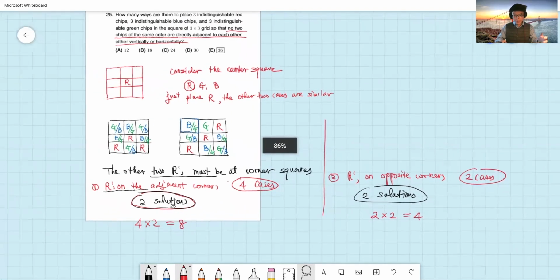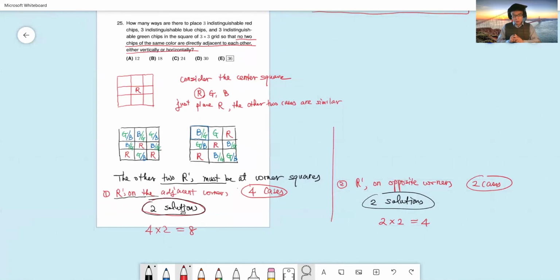So now we have discussed all possible cases when the center square is R. And we can also place G and B on the center. So totally we have 3 times (8 plus 4). The answer is 36. There are totally 36 ways to place all the chips. Okay, that's the whole solution to this test. Thank you for watching.